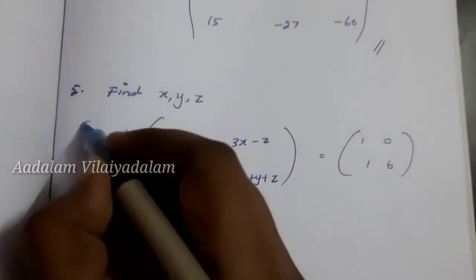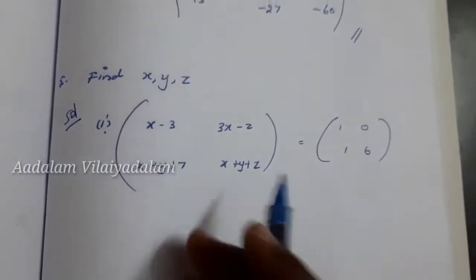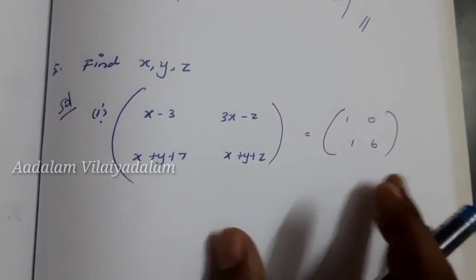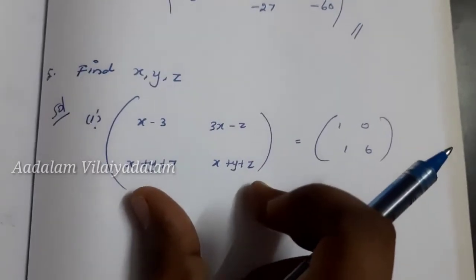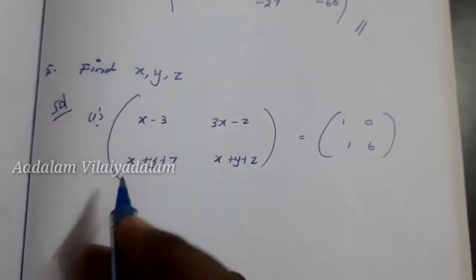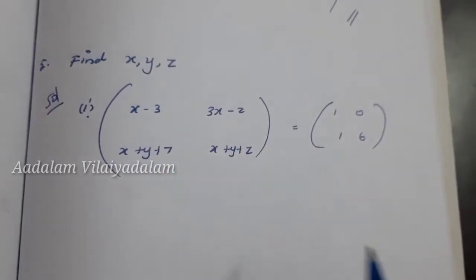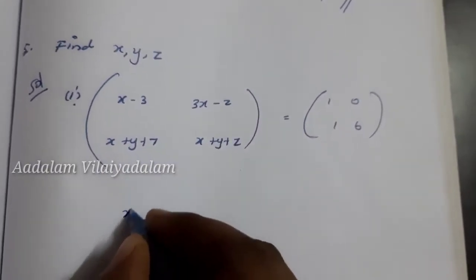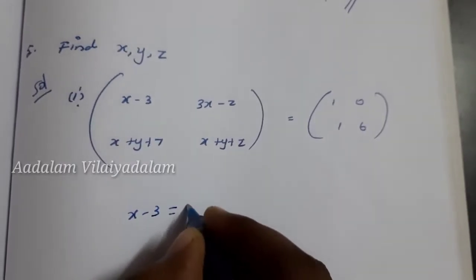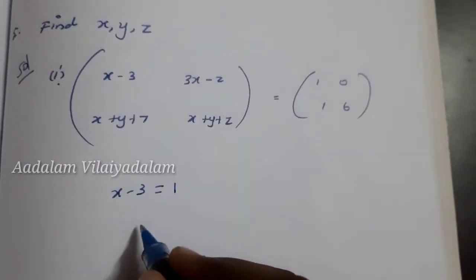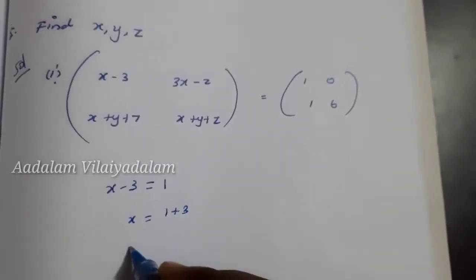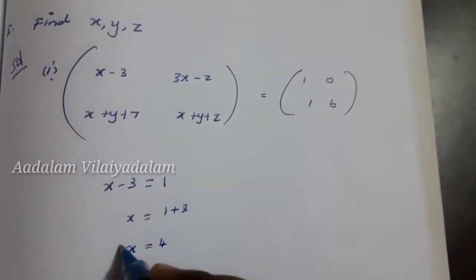Here, the solution of this problem: the given matrix is like an equation form. They have mentioned the matrix is equal to this another matrix. So let us equate the corresponding elements. Therefore, equating the corresponding elements, we get x minus 3 equal to 1, which means the value of x equal to 1 plus 3, then we get x equal to 4.